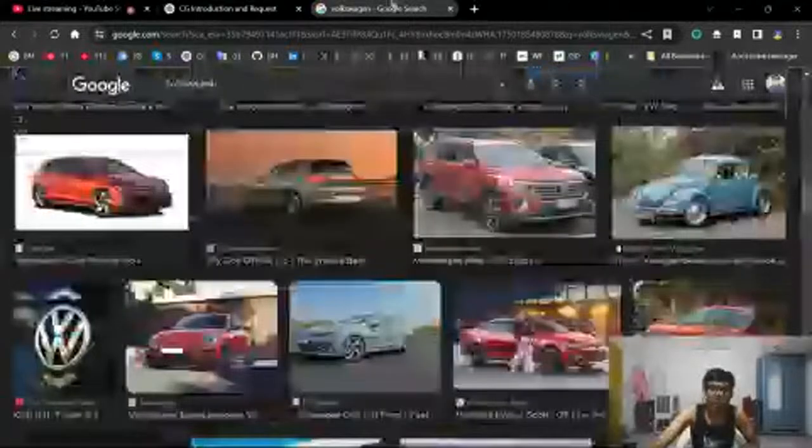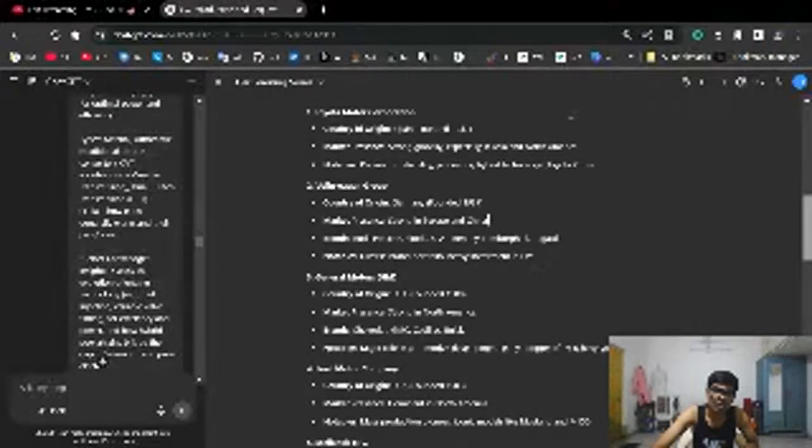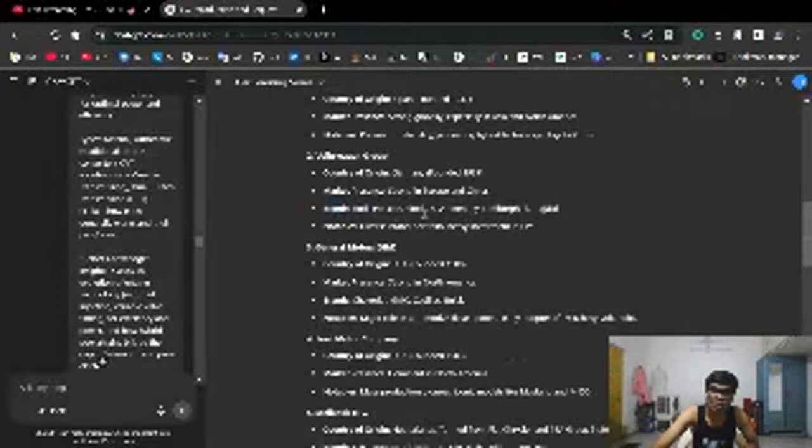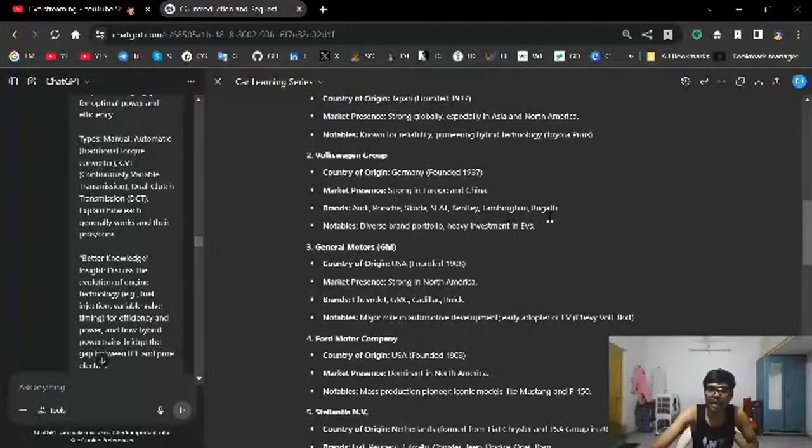So Volkswagen, country of origin Germany, 1937, strong in Europe and China market trends. Then brands Audi, Porsche are under the Volkswagen group. Audi, Porsche, Skoda, Seat, Bentley, Lamborghini, Bugatti all come under Volkswagen. Volkswagen group is very useful because, as you see, Audi is one of the big car companies, and Porsche and Skoda are big car companies that come under the Volkswagen group.